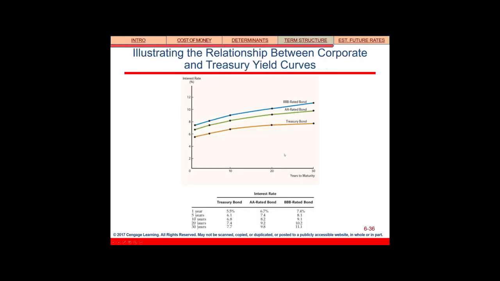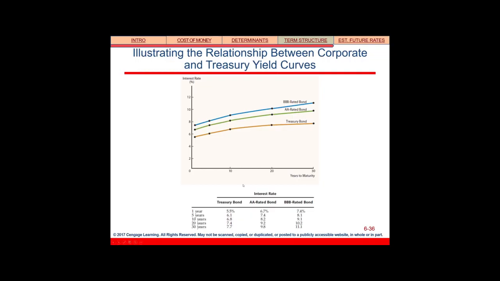And this one shows you, using a graph, the relationship between corporate and treasury yield curves. So the lowest one is the treasury bond, the middle one is an AAA rated bond, and the top one is the BBB rated bond. So clearly you see that the treasury bond pays the lowest interest rate because they have no default risk, right? And then the AAA has higher credit rating, so it has lower default risk. That's why they also pay lower interest compared to the BBB rated bond.